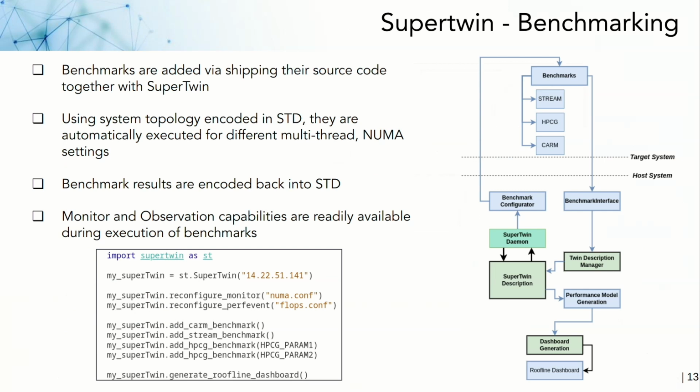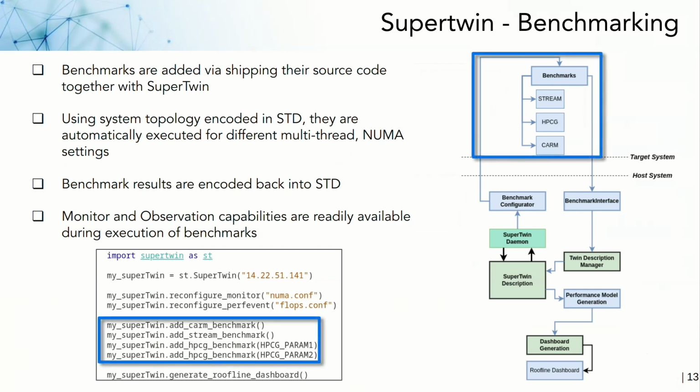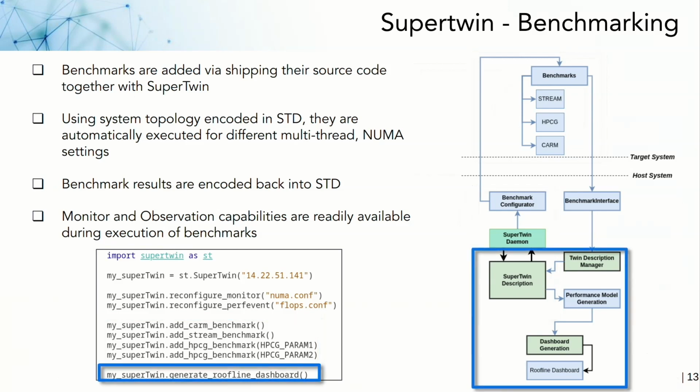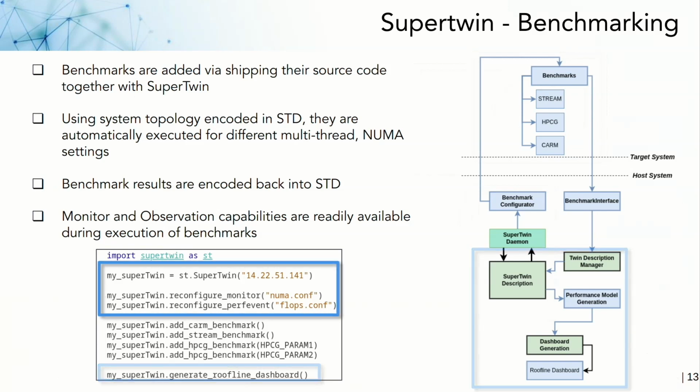SuperTwin is also able to run various benchmarks, like HPCG, Stream, and CARM, by having their source code represented in the tool. By taking advantage of the system topology already encoded in the SuperTwin description, these benchmarks are automatically executed and configured for different multi-thread and NUMA settings. The benchmark results are then encoded back into the SuperTwin description and its knowledge base, allowing them to be consulted at any time and be used for things like performance model generation. Besides this, the live monitoring and observation capabilities are always available during the execution of said benchmarks.